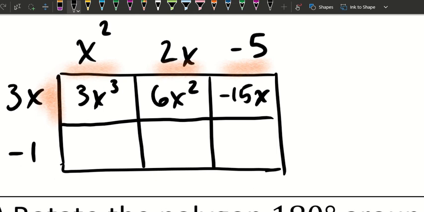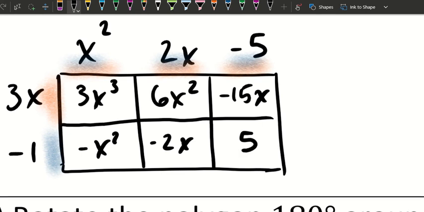Down below, same exact thing, except this time I'm going to be multiplying negative 1 by each of these 1, 2, 3 terms. Negative 1 times x squared is negative x squared. Negative 1 times 2x is negative 2x. And negative 1 times negative 5 is positive 5. Yes, it is. It's positive 5.